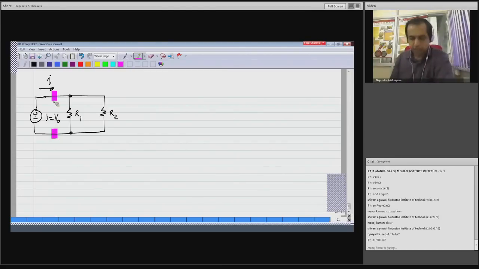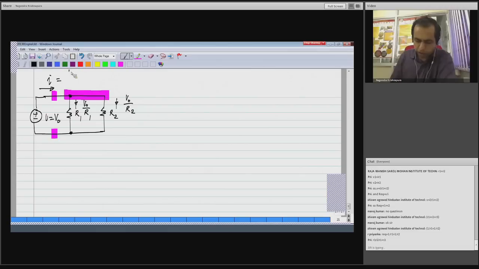Now it's clear that this voltage V naught appears across R1 as well as across R2. So this current here would be V0 divided by R1, and the current through R2 would be V0 divided by R2. And by applying KCL at a node, we get the total current to be V0 by R1 plus V0 by R2.